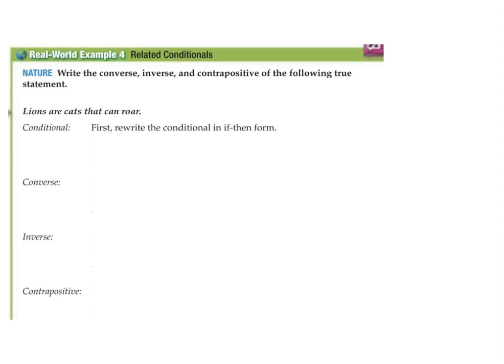So here we have lions are cats that can roar. We do not have it in if-then form, meaning it's not a conditional. So we're going to rewrite it as a conditional statement. So my conditional statement now is if an animal is a lion, then it is a cat that can roar. I am going to highlight my hypothesis and my conclusion because I want to be able to know which one is which when it comes time to switch.